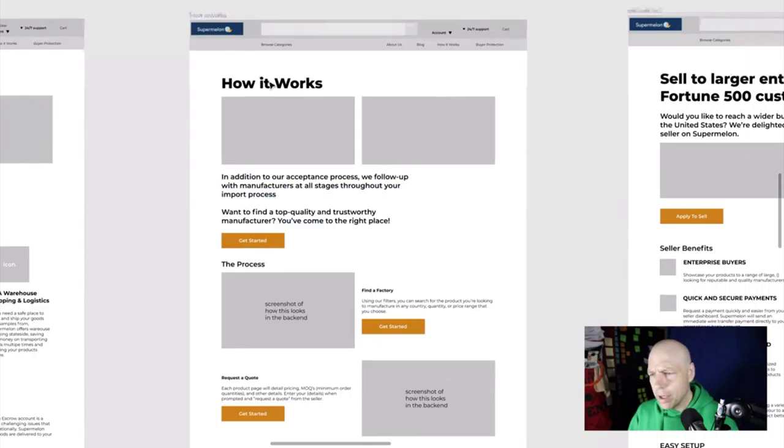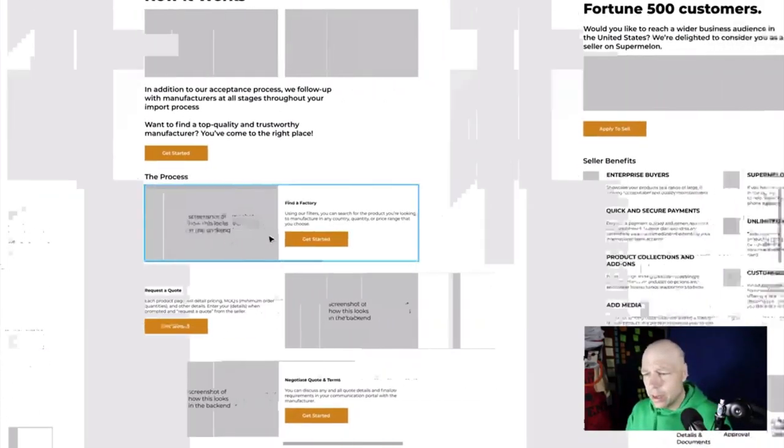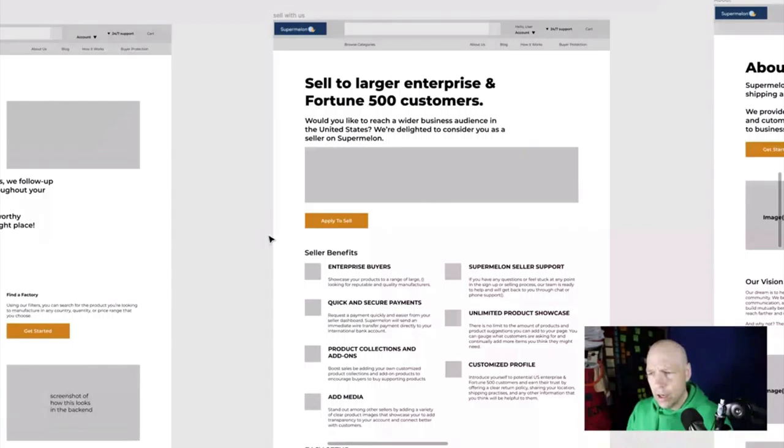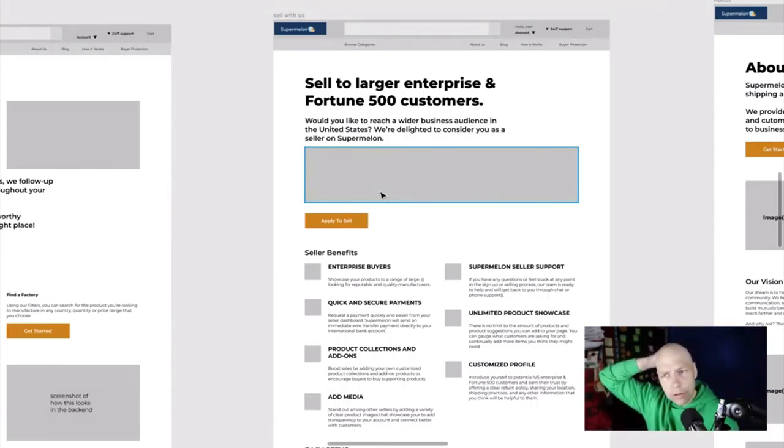Looks a little deep here. I have some concerns about whether this button's getting pushed off the page, which would be an issue. So something to look out for there. I'm always leery of super wide or super tall photos. So this is a spot where I'd be concerned, like, okay, what is that image? I see sell to a larger enterprise and Fortune 500, but that image is so wide. What is that image? You've got to know what that image is before you draw boxes shaped like that. Okay.